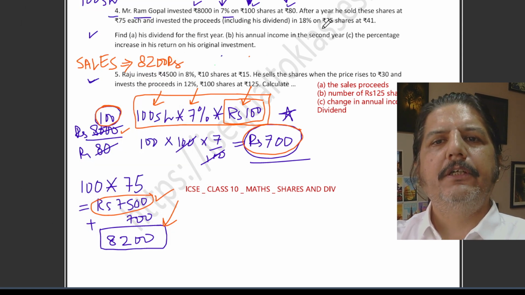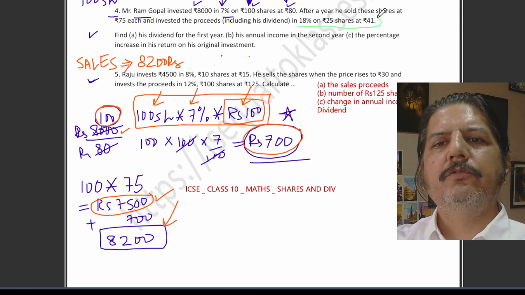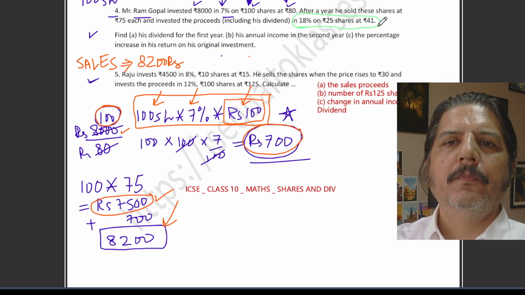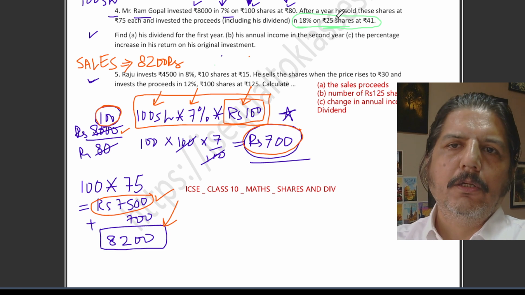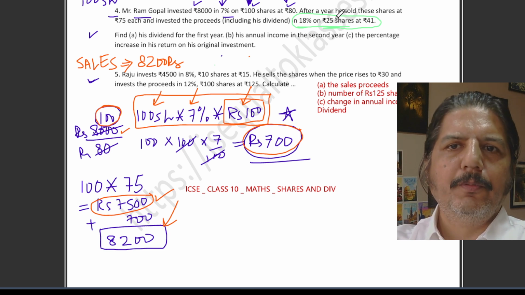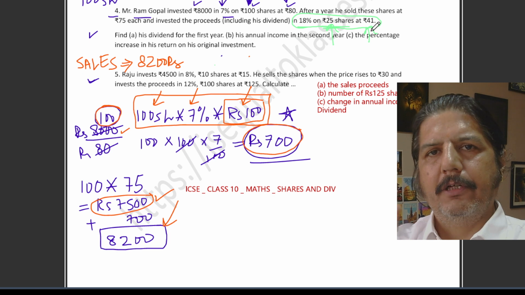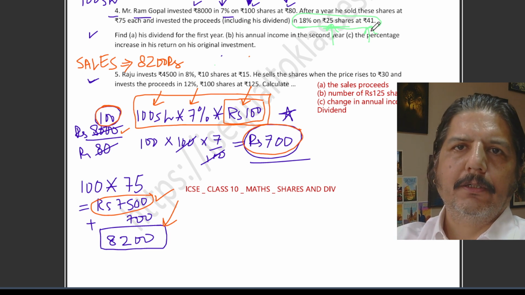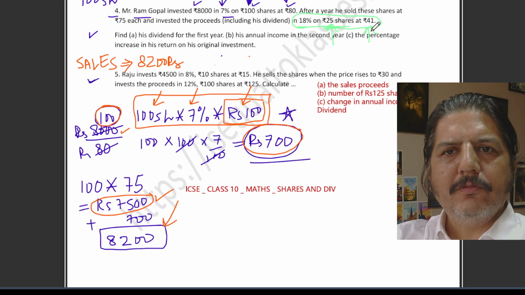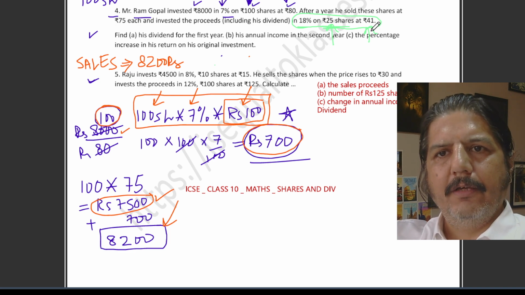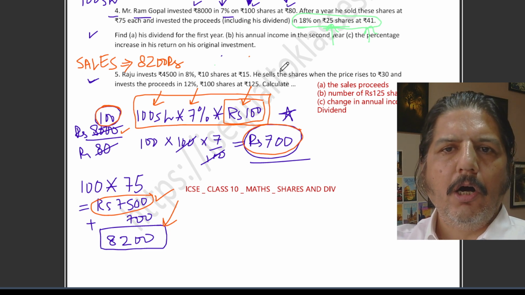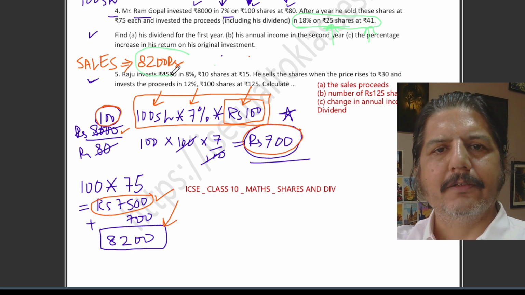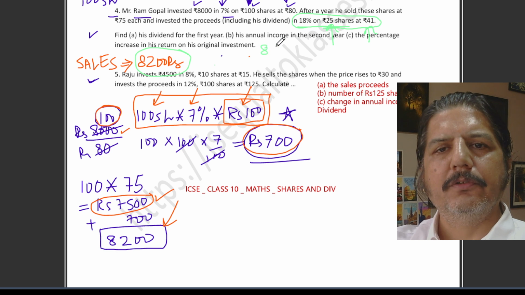And invested the proceeds in 18% rupees 25 shares at rupees 41. So again, he invested in some other company B whose face value was rupees 25 and the market value was rupees 41. The face value of that company B was rupees 25 and it was being sold at rupees 41. Now, how much amount does Mr. Ramgopal have? Mr. Ramgopal has 8,200 rupees.